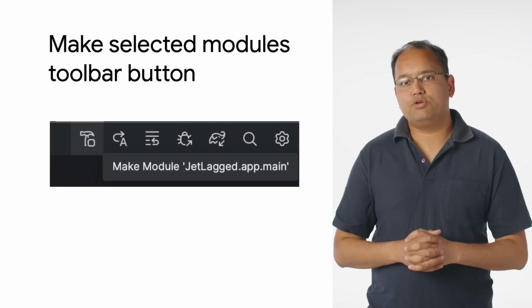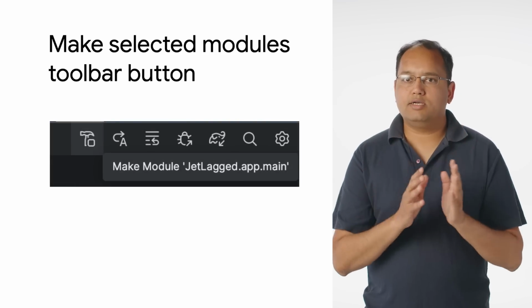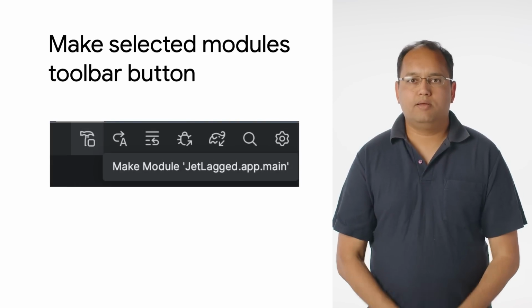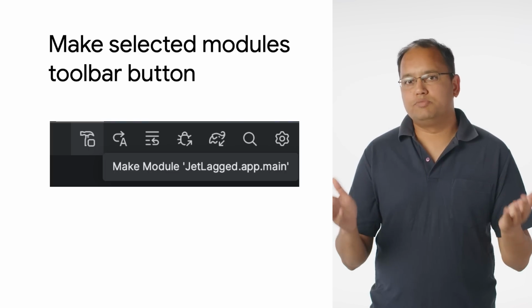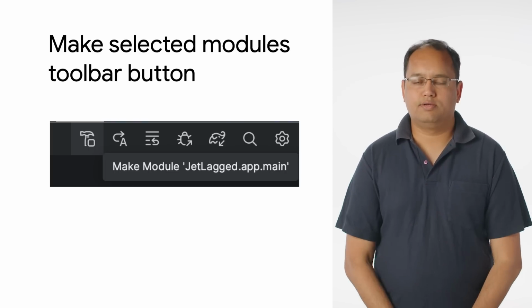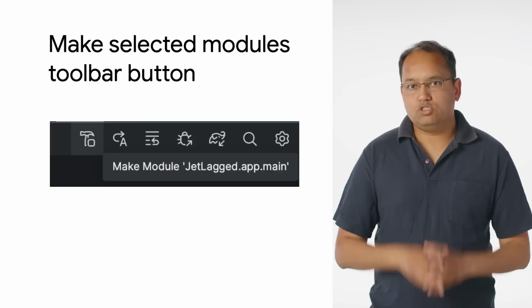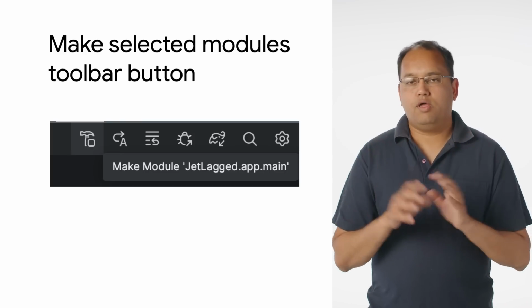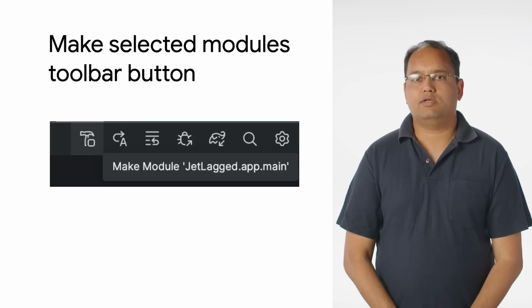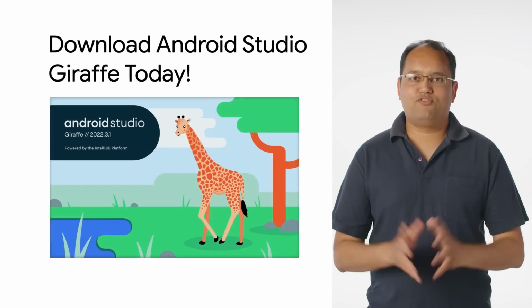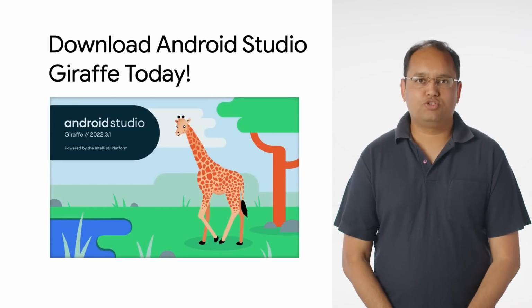With Android Studio Giraffe, you can build only the currently selected module you're working on by selecting the Make Selected Modules Build option in the toolbar. This new option lets you build the code you just wrote without building more than what's needed. And that's a wrap for all the new features in Android Studio Giraffe.